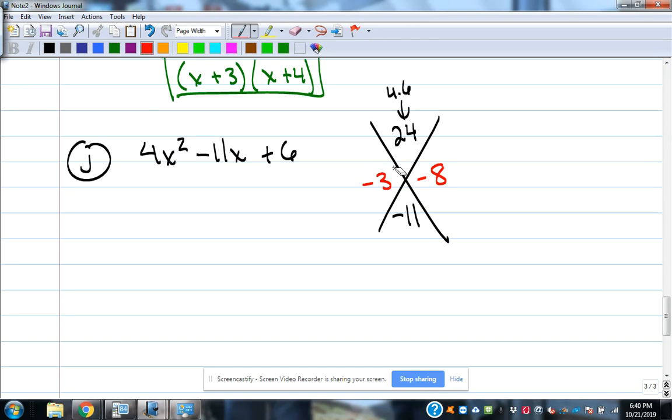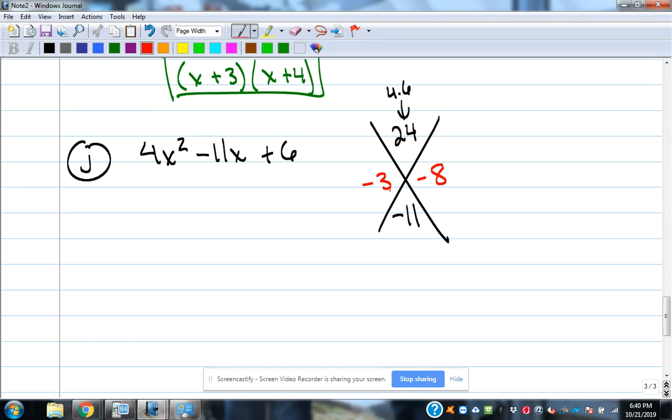I know that both of them have to be negative because I'm multiplying to be a positive and adding to be negative. If I'm multiplying to be positive and adding to be positive, I know both of them have to be positive. Okay, so that's how I know that that's happening. Now, let's put them together.